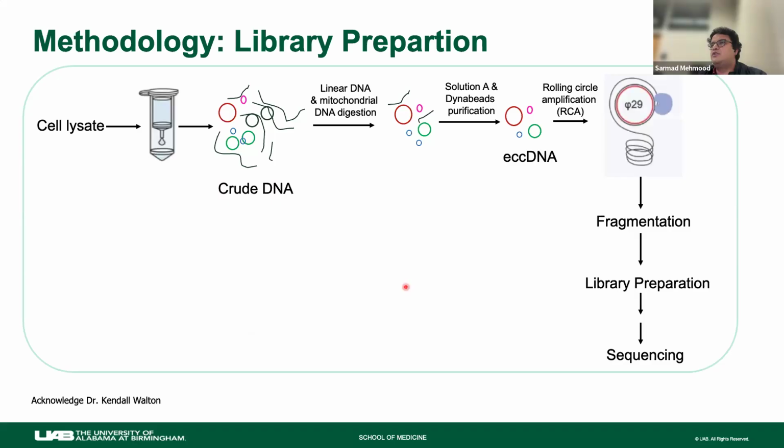So coming to the methodology, for the library preparation step, we start with the cell lysate. After extracting the DNA, we digest the linear and mitochondrial DNA, only keeping the circles intact, which we then rolling circle amplify, followed by the library preparation step and sequencing. I would like to thank Dr. Kendall Walton for making these libraries.